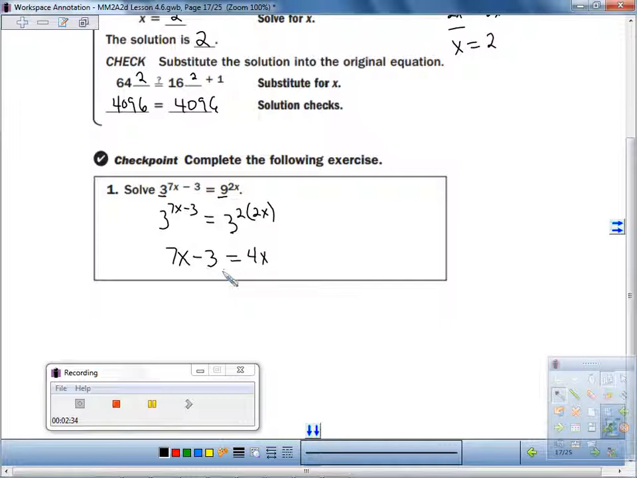Now I'm going to get like terms together. Now the temptation sometimes is to move the 4x over here, which is possible, but then we'd have to move the 3 back over there. So the first thing I'm going to do is just move the 7x. It'll save me a step. Now when I do that, though, I have to be careful to bring down this sign with this. So I get negative 3 is equal to 4x minus 7x. I get negative 3x. Okay, divide both sides by negative 3, and I end up with 1. So x is equal to 1.